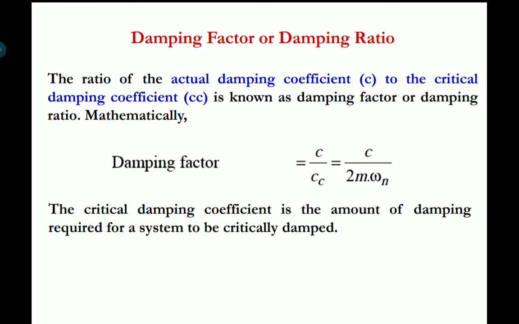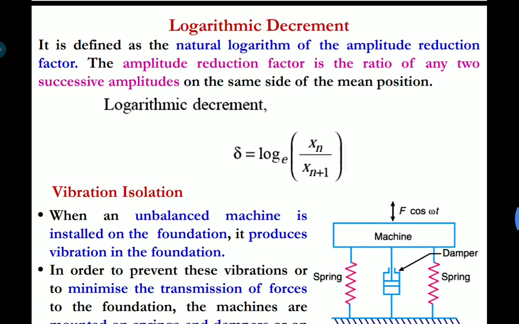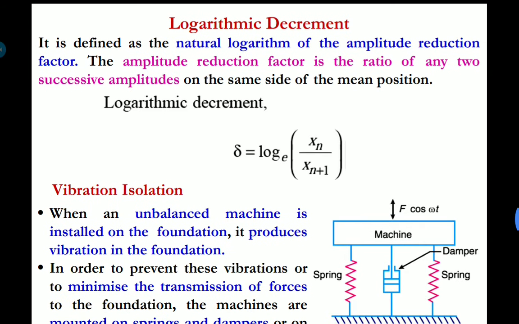It is the ratio between the actual damping coefficient and the critical damping coefficient. We can represent this as C divided by Cc, which is equal to C divided by 2 m omega n. Here the critical damping coefficient is the amount of damping required for a system to be critically damped. Next definition is logarithmic decrement.